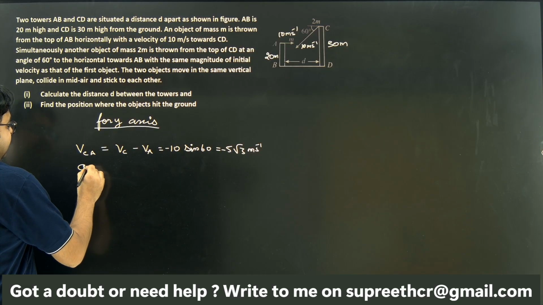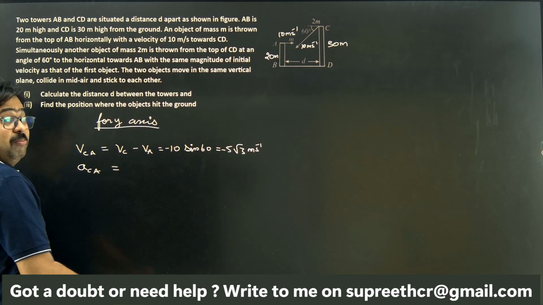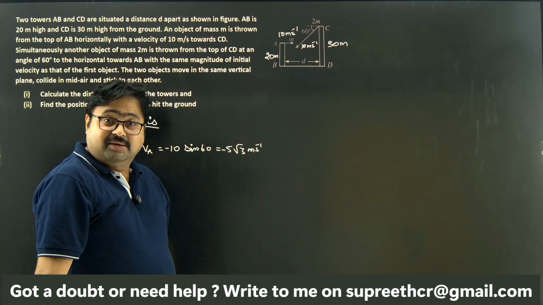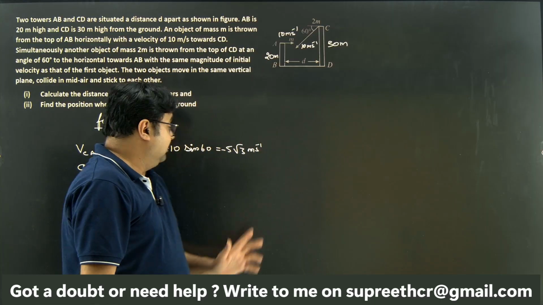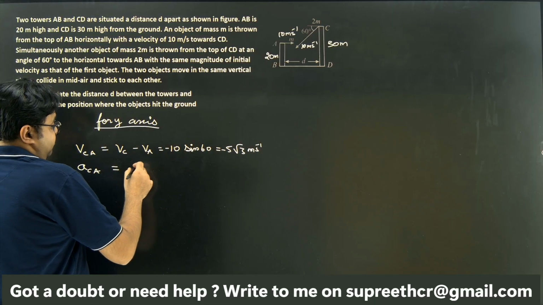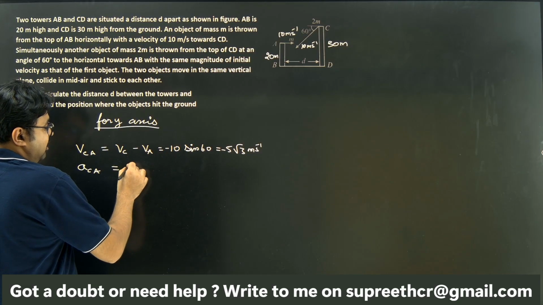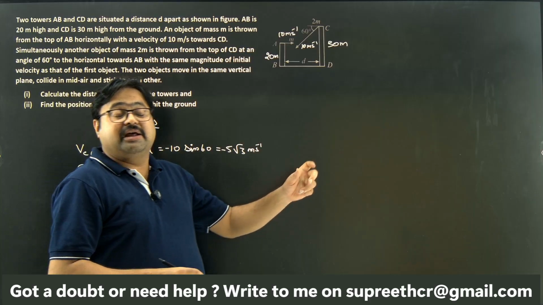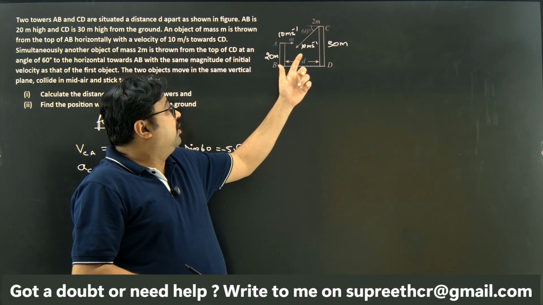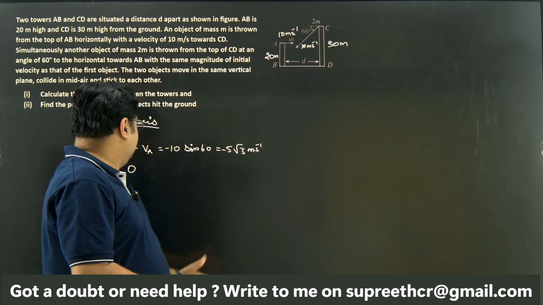What is the acceleration of C as seen by A? Both of them are under free fall, so both of them have the same acceleration. This is minus g, that is minus of minus, plus g. Both of them will get cancelled. The acceleration of C relative to A would be 0.